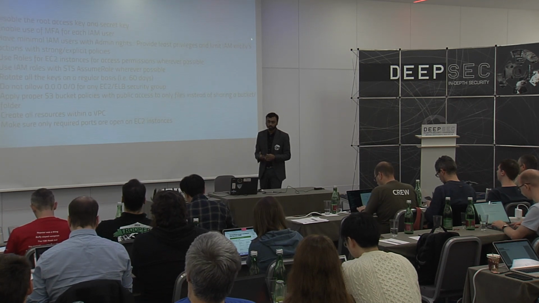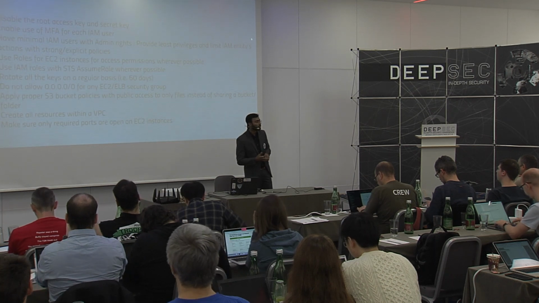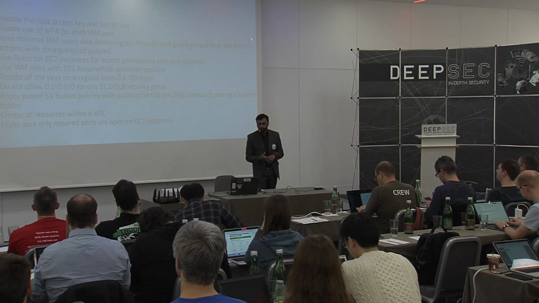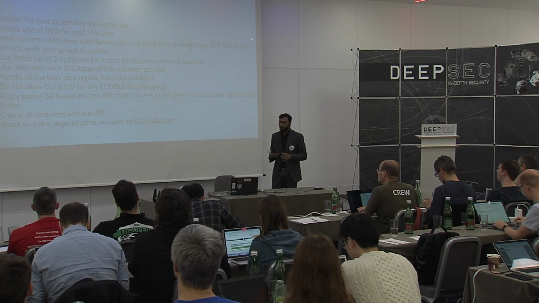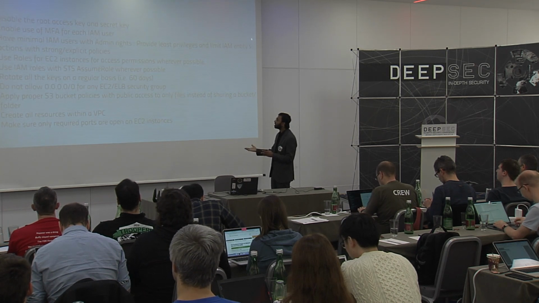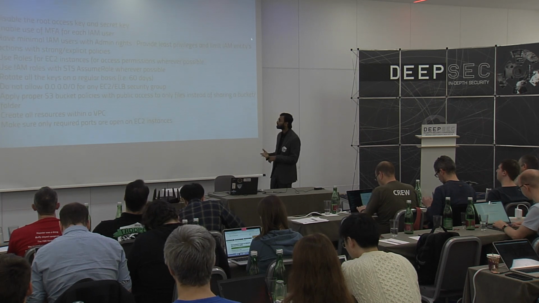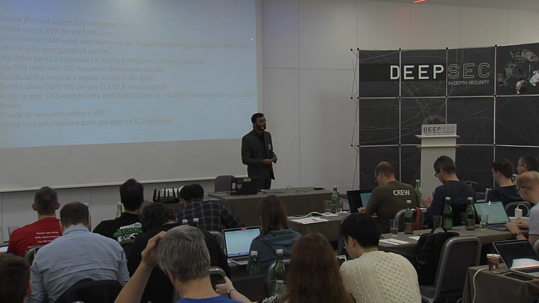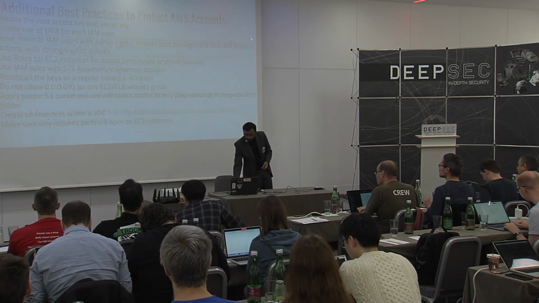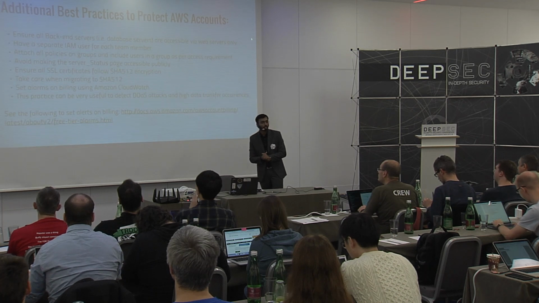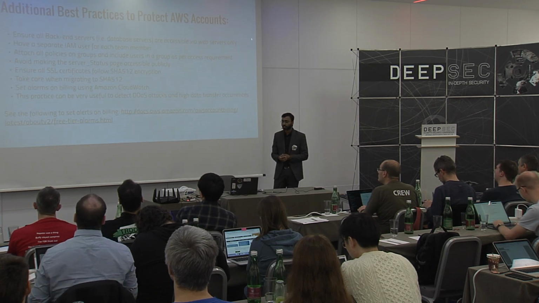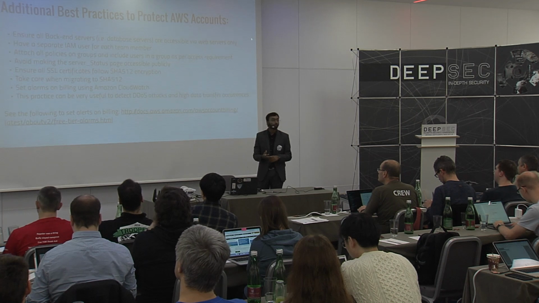MFA for each user, we have already talked about. Roles for EC2 instances. Rotate all the keys on a regular basis. Do not allow public IP addresses to access your EC2 instance. Apply proper S3 bucket policies. Create all resources within a VPC and things like that. And there are some additional best practices that you can refer to later, and a link as well for setting up alarms on your AWS account.